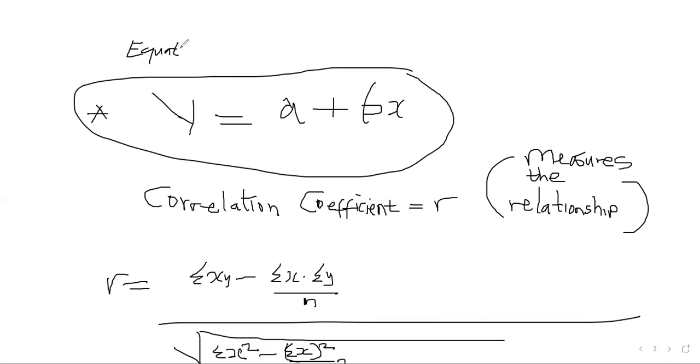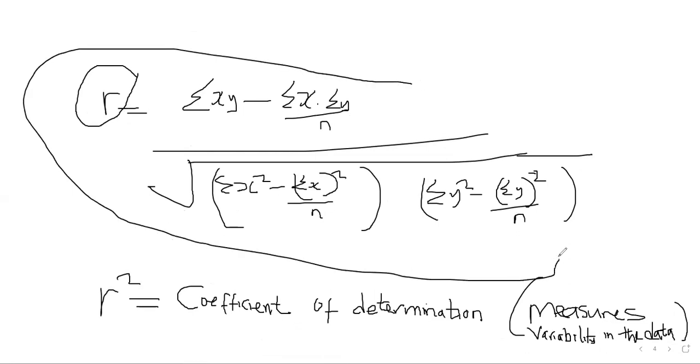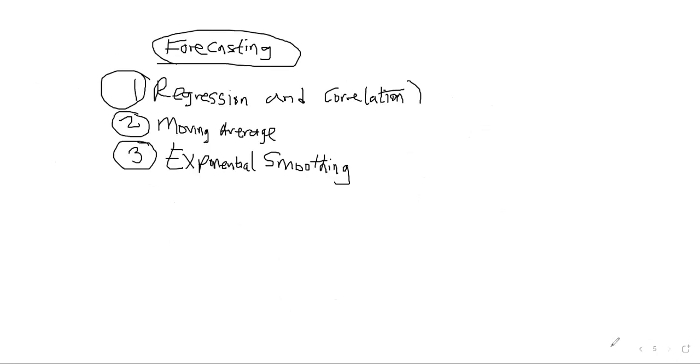So what we need to do here is find the relationship between the variables, which is given by this one. Okay, so we have this one as the relationship. Then we also have the coefficient of determination, which measures the variability in the data set that can be explained by the slope, the regression line. Then these are the three forecasting techniques that we need. So now we can get down to the problem.